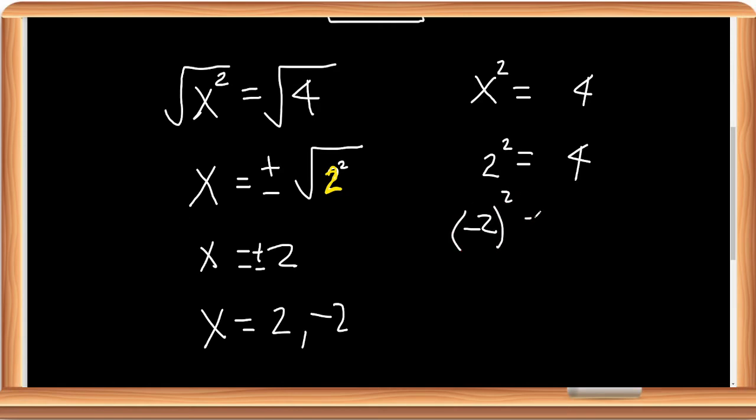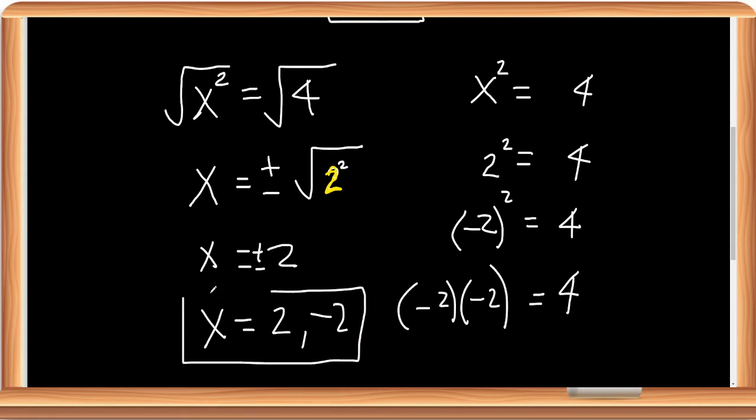Diba, kapag minultiply natin yung negative 2, negative 2 square means negative 2 times negative 2. Okay? Since you are multiplying like signs, the result will become positive. So, it is 4. Kaya dalawa yung possible solution ng x dito. So, this is an example of 2 solutions.